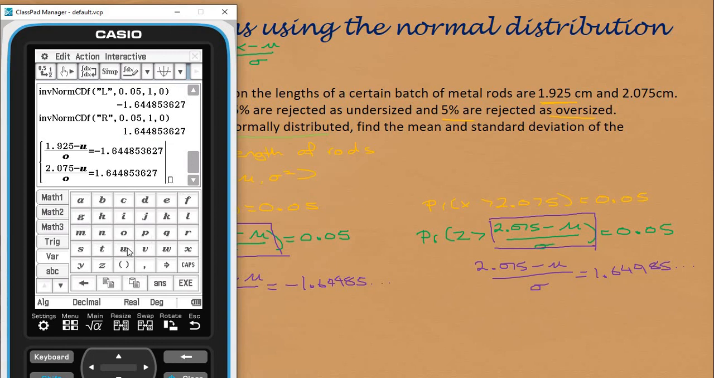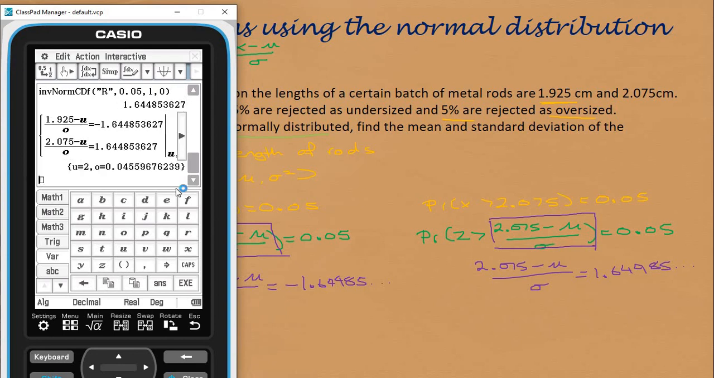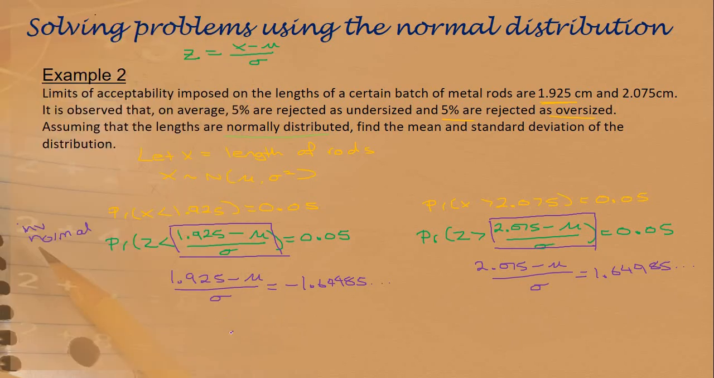And I'm wanting to solve this for the mean and the standard deviation. You could just as easily have used x and y, x and z, whatever you like there for variables. This tells us that the mean is 2 and the standard deviation is 0.0455. So the final answer is that we just need to put our marks, mean of 2 and standard deviation of 0.0456.